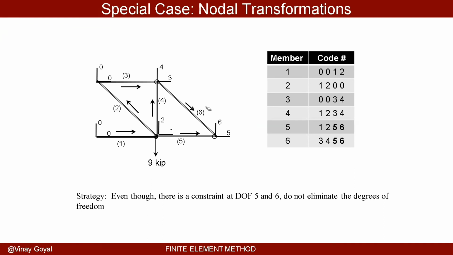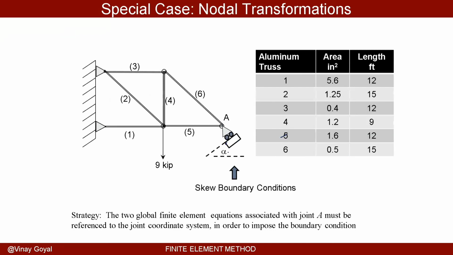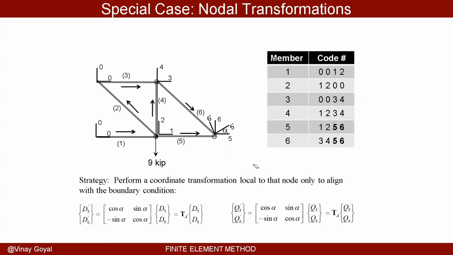The node numbers that are of concern are 5 and 6, and I'm highlighting them here in bold because that's the only one that has that slanted boundary condition. That's the only one that has a slanted boundary condition. So that's the ones I have to focus on. And so even though there's a constraint at degrees of freedom 5 and 6, we cannot just eliminate them. It's not as simple, right? Because it's slanted. And this point, when it moves this way, is actually moving up and right. So it's not straightforward, put it that way. And we have to think differently.